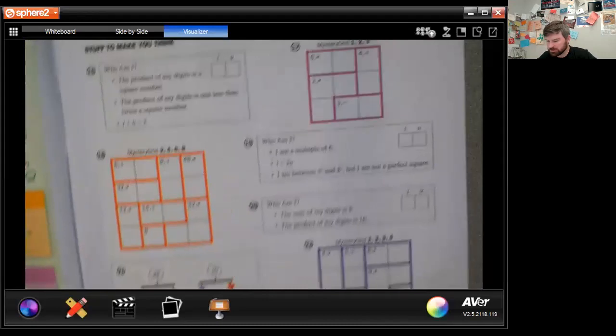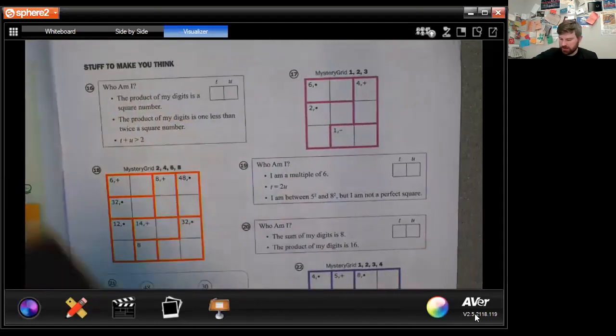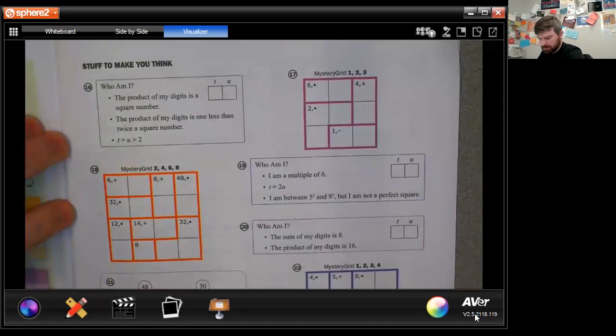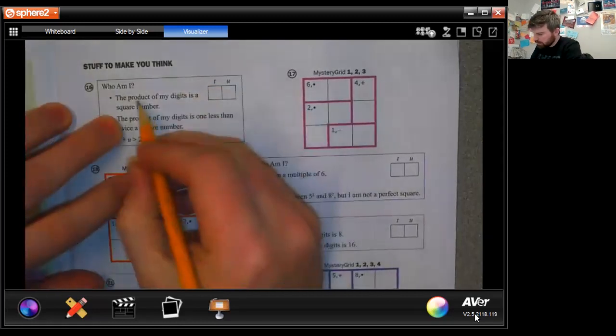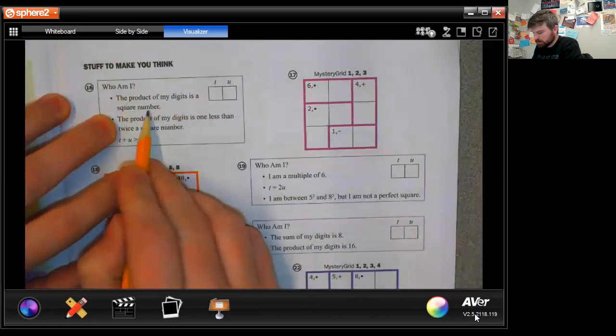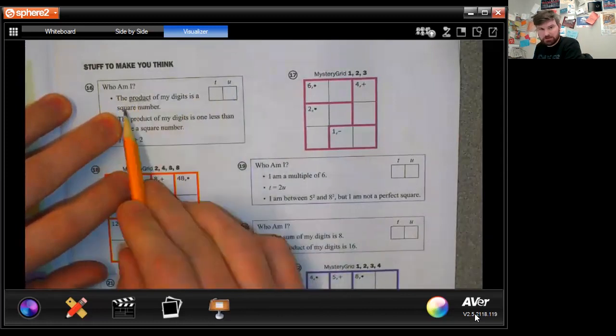Okay, here we are with number 16, which is a who am I question. If you haven't watched the first lesson video for this, please make sure that you go back and do that. So who am I? The product of my digits is a square number. Okay, so we got a few things here. Product means multiply. So if I multiply these two numbers, I get a square number.